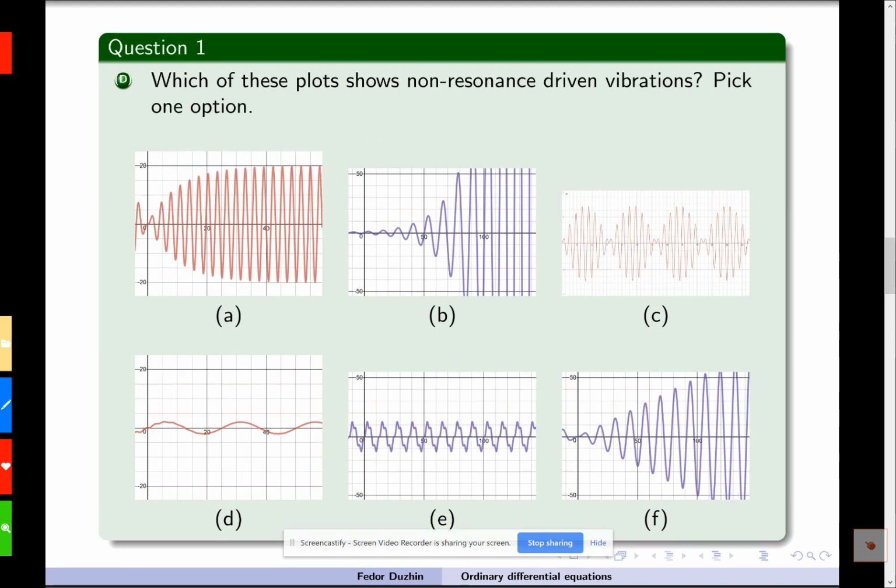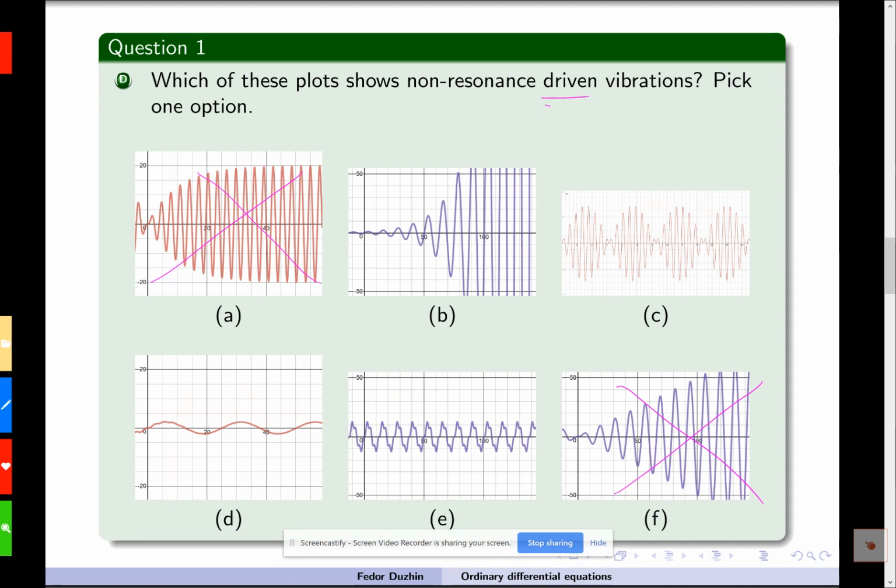So which of these plots shows non-resonance driven vibrations? Okay, so non-resonance but driven vibrations. Basically, this is whatever remains. So in A we have resonance, in F we have resonance. In B we have something that is not driven. Driven means that the right hand side is not zero.